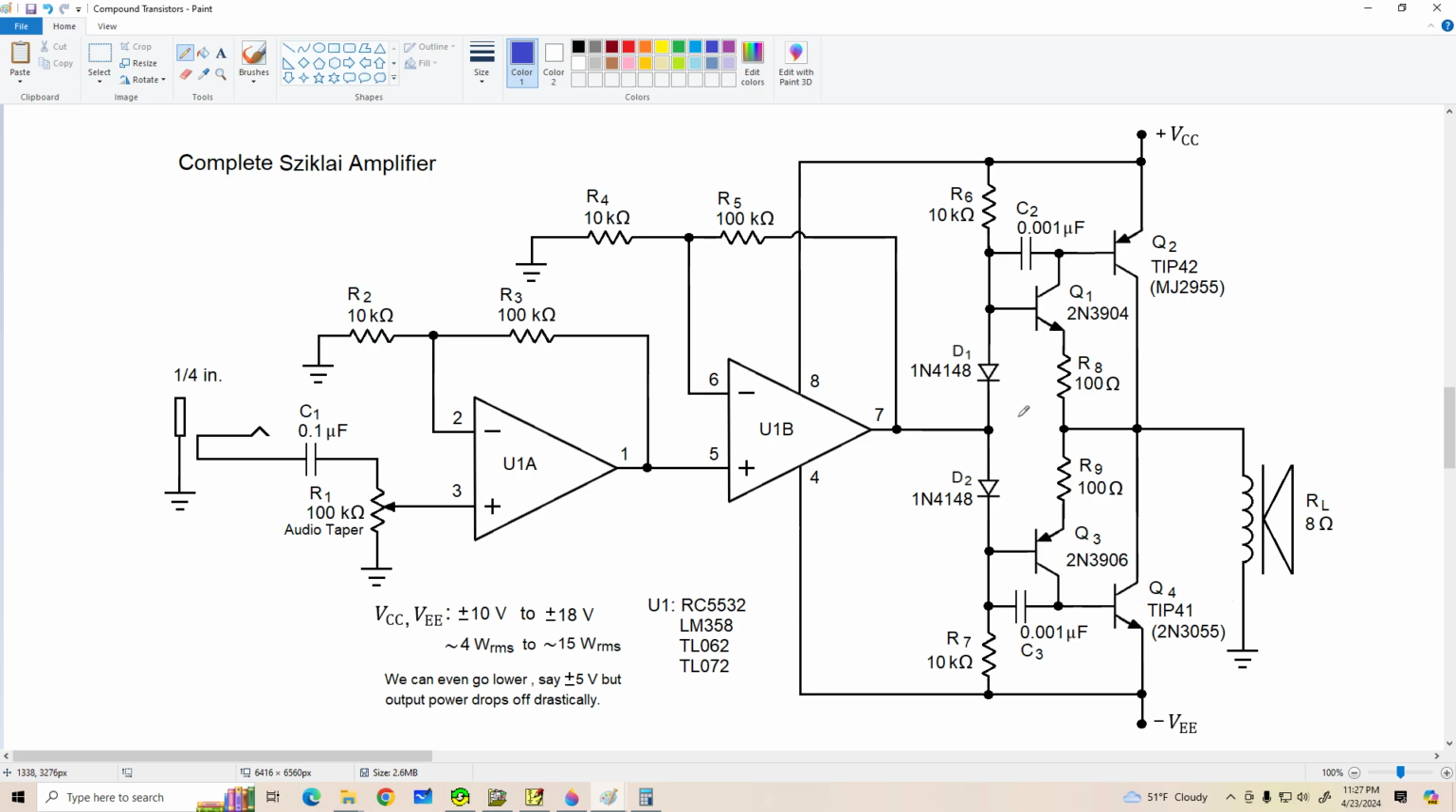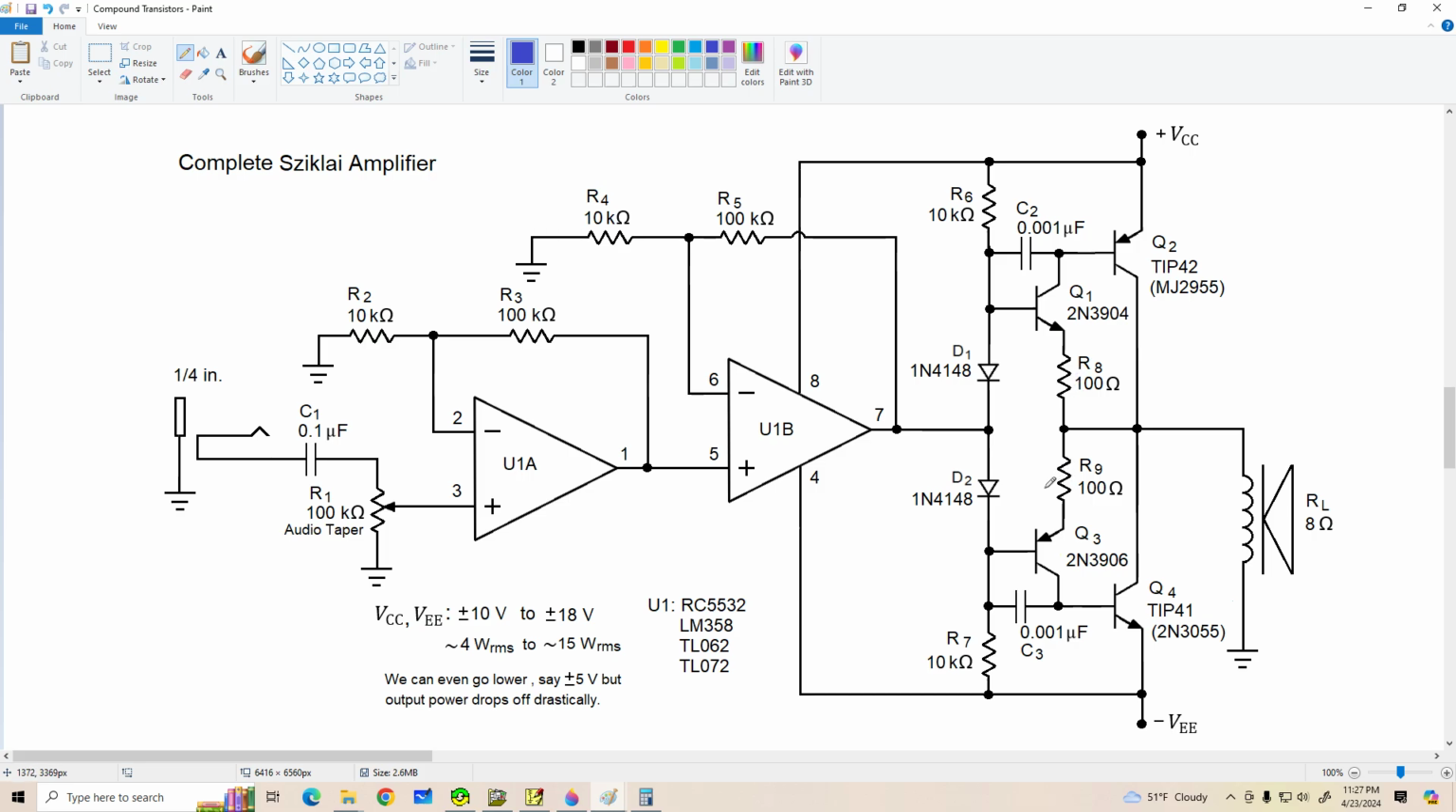Okay, and they also contribute to making this thing more temperature stable as well. If these transistors warm up at a different rate than the diodes, it could cause problems. So R8 and R9 provide some negative feedback and stabilize the output in terms of temperature.